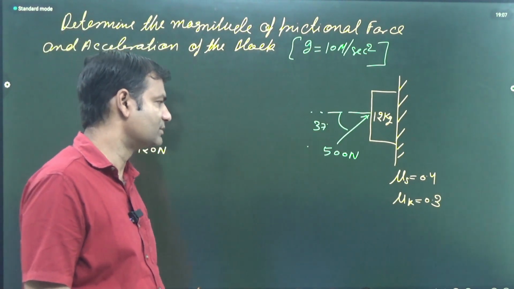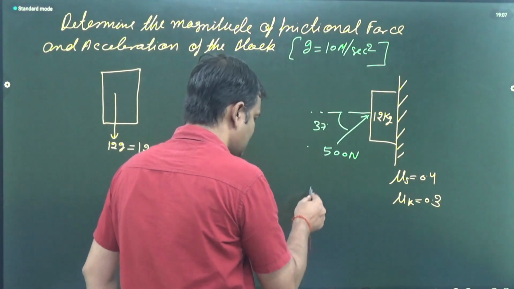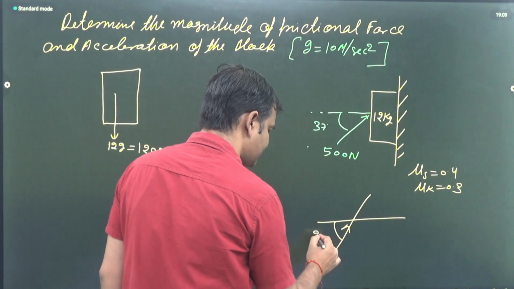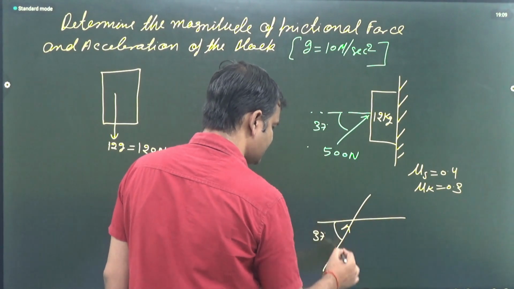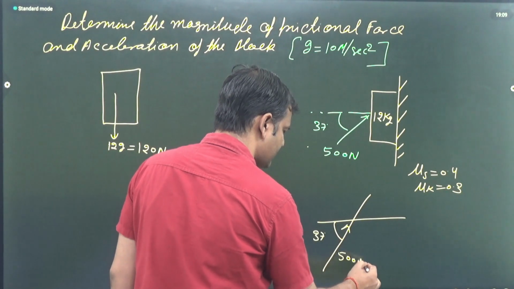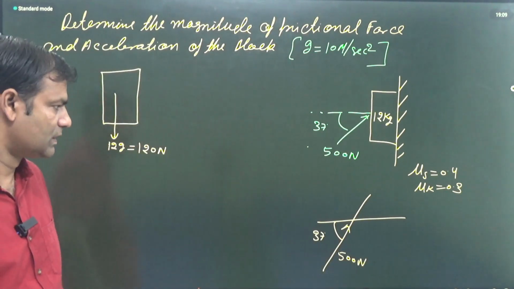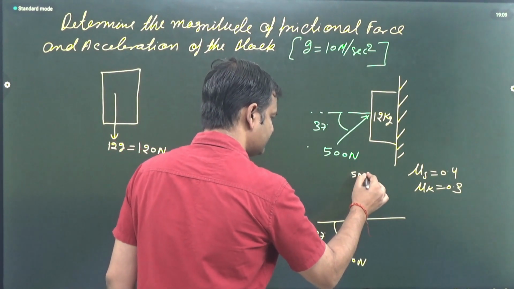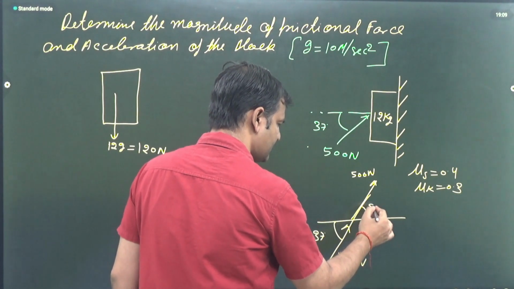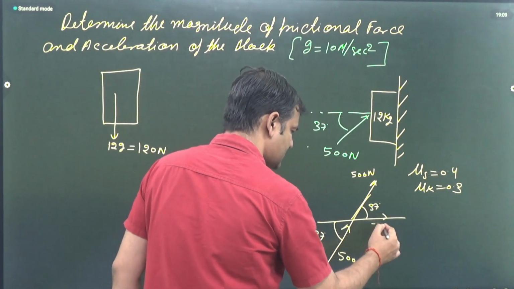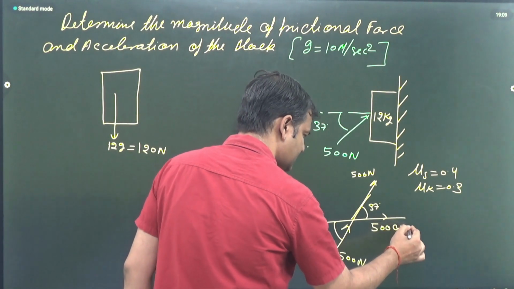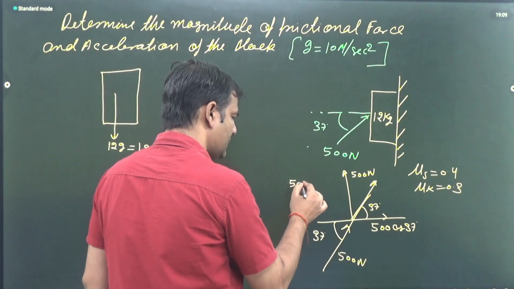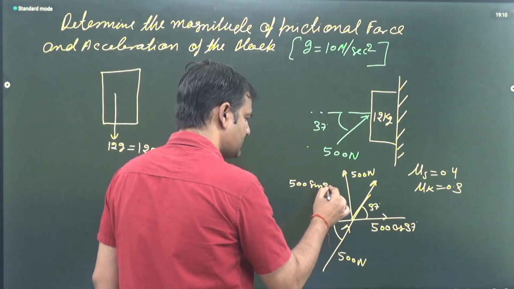Now next target is contact force. Now look here, that is 37 degrees, and this one is 500 newton. Now this is also written as 500 newton, that is 37. So in this direction, 500 into cos 37, and here 500 sin 37 degrees.